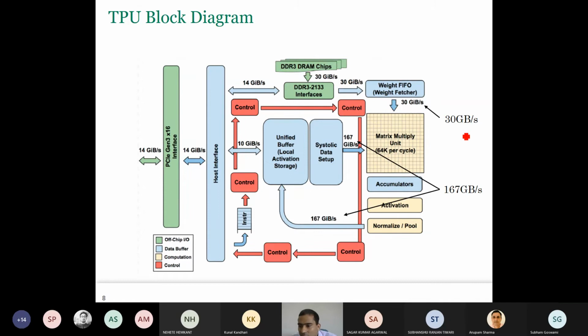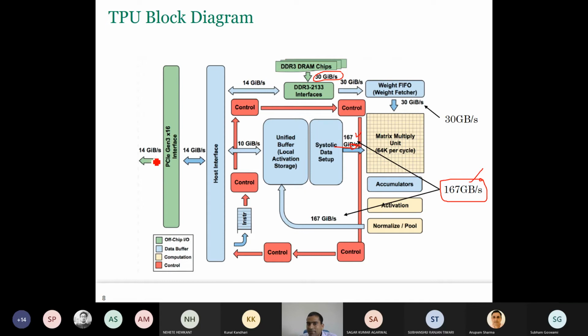Now, there are two things which I wanted to highlight. One is that you try to see how much bandwidth we are getting. Here, we are getting very small bandwidth, right? We are fetching from DRAM. It is only 30 gigabytes per second. Whereas this transfer is happening internally, that is on chip, and here we are getting much higher bandwidth. This is because this is an on-chip transfer. This is 167 gigabytes per second.